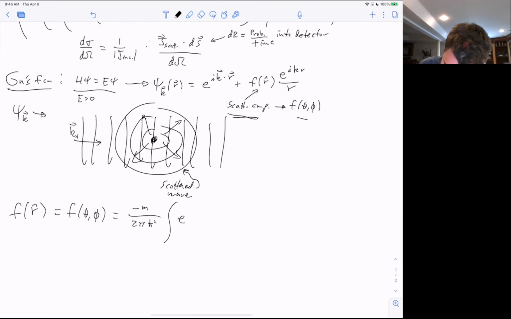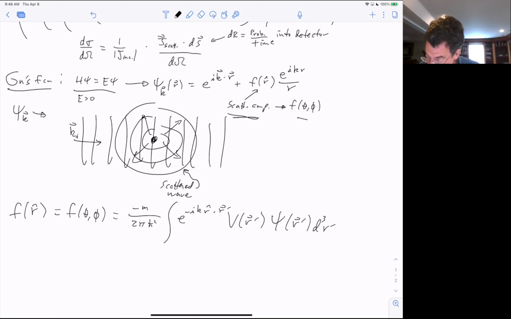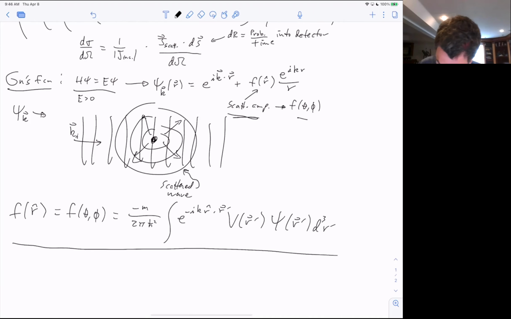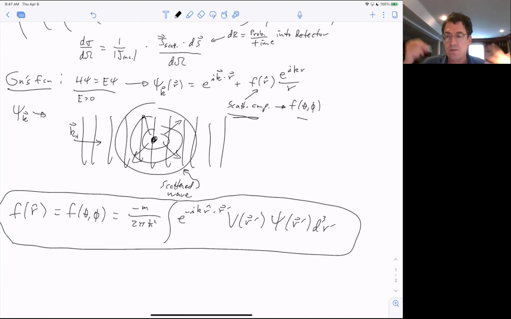e to the minus i k r hat dot r prime, V of r prime, psi of r prime, d r prime. Okay, and so that's the scattering amplitude. And so in some sense, it looks like we're done. We've solved the scattering problem. We've defined all the different terms and we can calculate them.